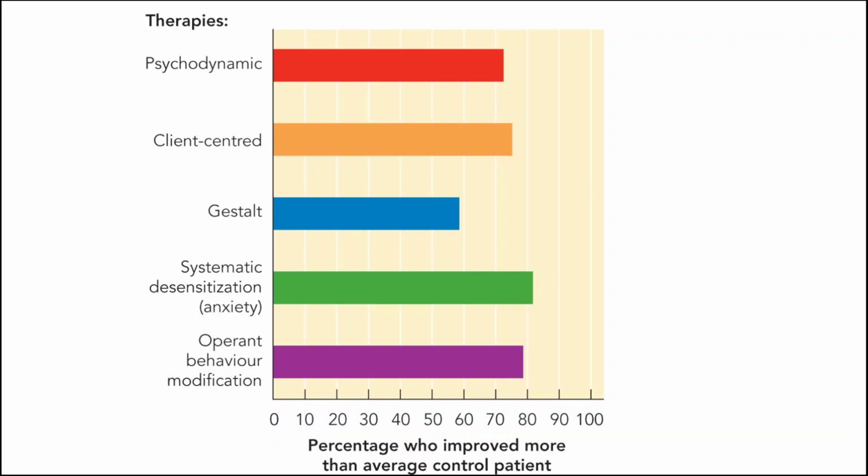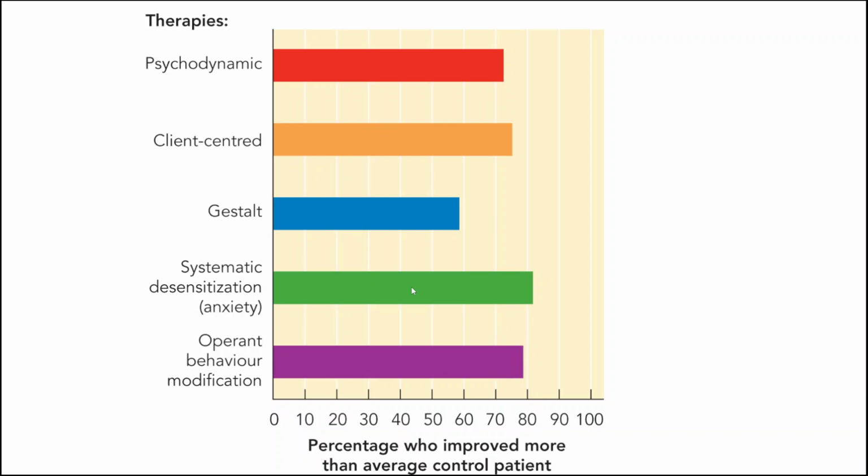And in this case, they actually combined almost 400 different studies that were trying to look at different types of psychotherapy and how effective they were. So here we're going to see the percentage where somebody improved over the average, more than the average control patient. We don't have details on what that control was, but we're going to see how many people were better off than a control patient.